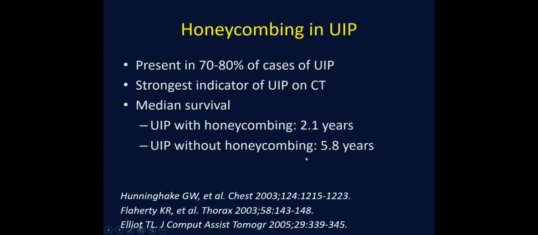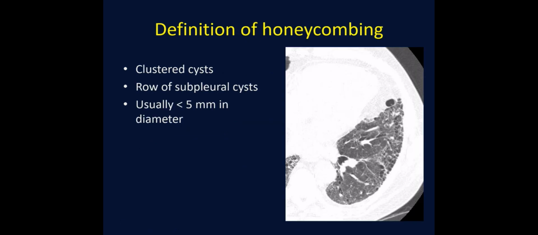So honeycombing, as we said, is the pivotal diagnostic feature of UIP. It's present in probably 50 to 80% of cases of UIP. It remains the strongest indicator of UIP on CT, and it does appear to have at least some survival implications in terms of predicting median survival.